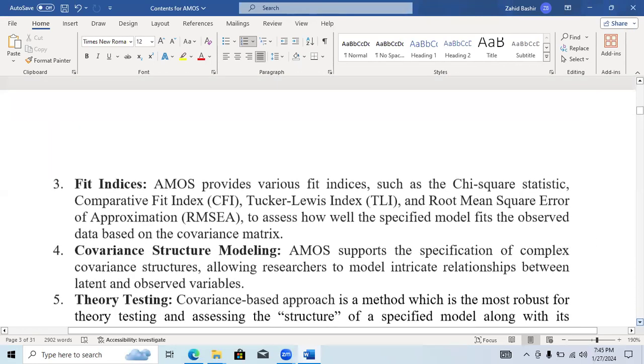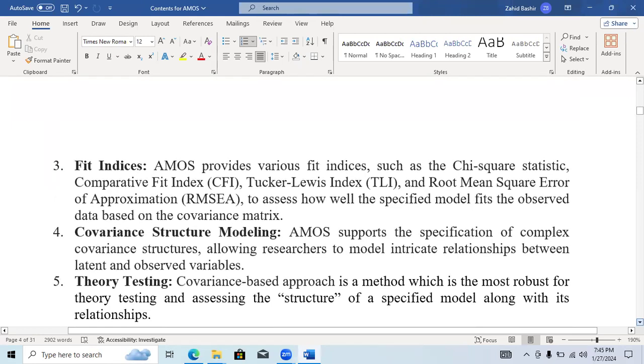Next is the fit indices. We have already discussed that Amos provides a greater number of different fit indices, and I will also explain today what the criteria are for using these fit indices, like how we can decide whether our model is fit enough to be considered a statistically significant model or not. So I will explain what the criteria are for making decisions about fit indices.